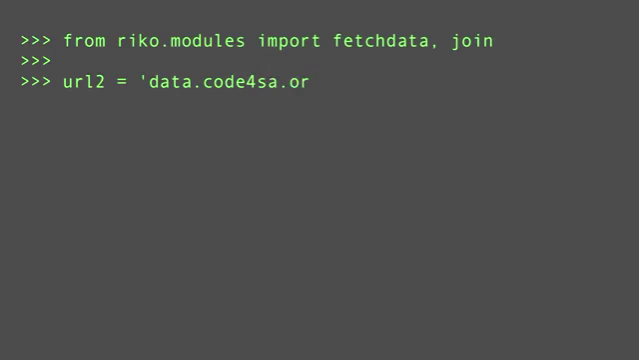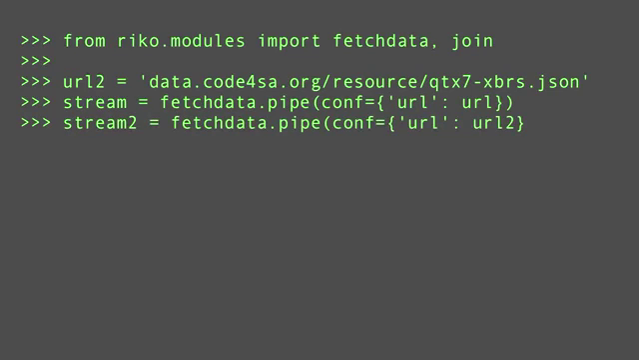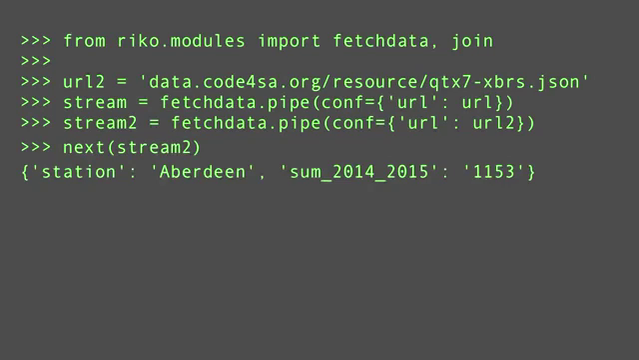So here we're just importing fetch data and the join modules. The data that we're going to be joining here is URL2. It's also crime data, but it's another crime data set. I'll show you what this data looks like since you haven't seen it yet. It has each police station and the total of crime incidents for the 2014-2015 year.